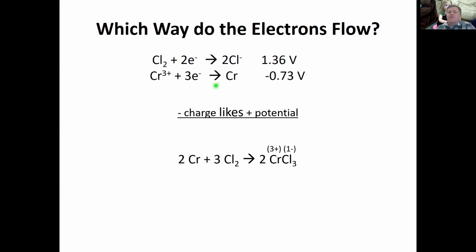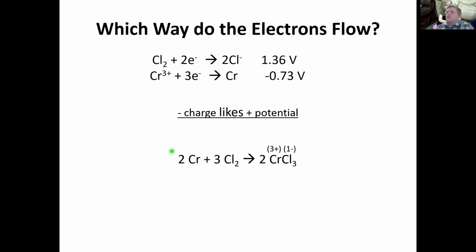So we're going to have to find the least common multiple of each of these reactions. The least common multiple of 2 and 3 is 6. And so to get there, we'll have to multiply this top reaction by 3. So that'll be 3Cl2 plus 6 electrons going to 6 Cl minuses. And we'll have to multiply this bottom reaction by 2. So that'll be 2 Cr3+ plus 6 electrons plus 2 chromiums. And then we'll have to do some rearranging and adding those together to get down to this actual equation.